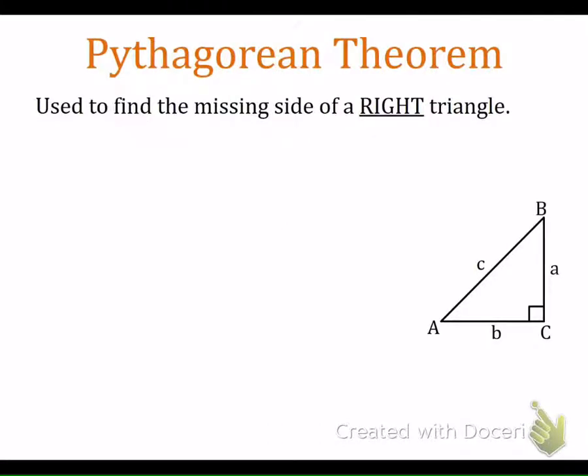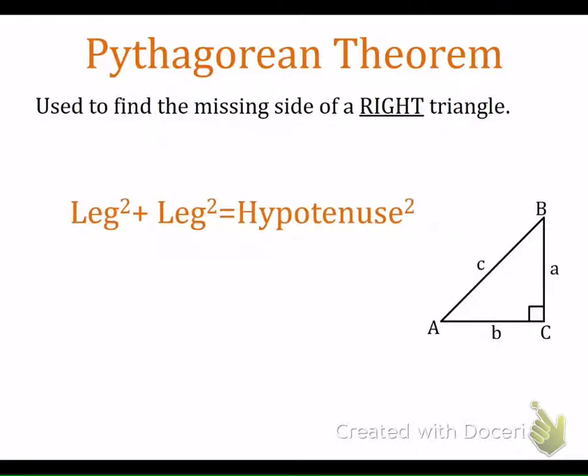So the Pythagorean theorem is used to find the missing side of a right triangle. The Pythagorean theorem is leg squared plus leg squared equals hypotenuse squared. It's usually written like this: a squared plus b squared equals c squared, where a and b are the legs. Those are the smaller two sides. And c is the hypotenuse.